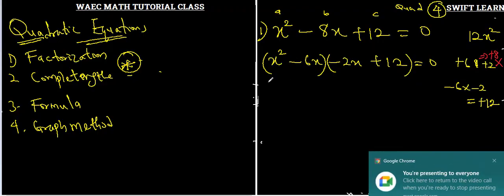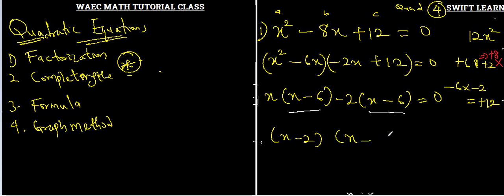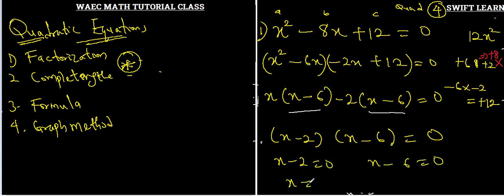What is common here is x. In the bracket, x squared divided by x is x, minus 6x divided by x is minus 6. Minus 2 is common here, so bring it out. Minus 2x divided by minus 2 is x, and 12 divided by minus 2 is minus 6. As long as these two brackets are the same thing, you're on the right path. Then you can group them. Once I group this, I'll have x minus 2, x minus 6 equals 0. Then I can split them up: x minus 2 equals 0, x minus 6 equals 0. Then you have x equals 2 and x equals 6.